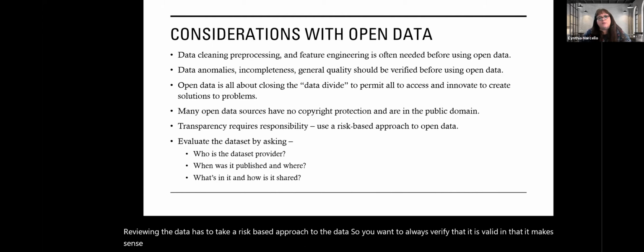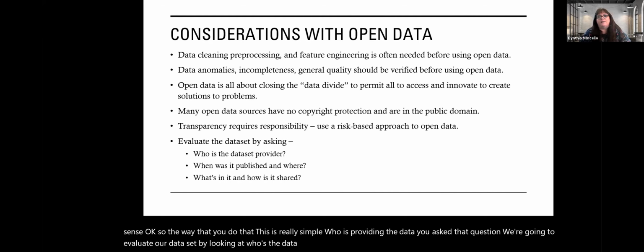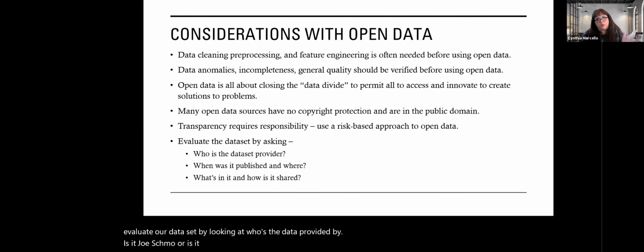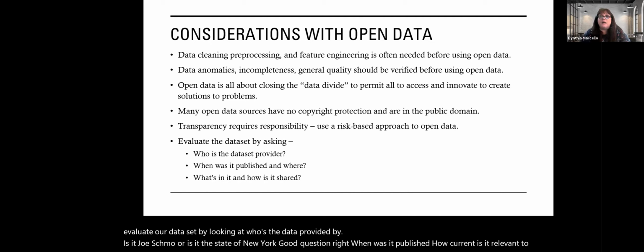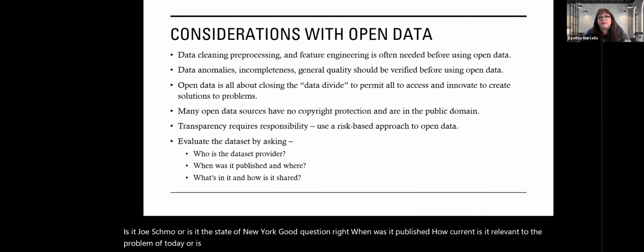So the way that you do that, this is really simple. Who is providing the data? You ask that question. We're going to evaluate our data set by looking at who the data is provided by. Is it Joe Schmo or is it the state of New York? Good question, right? When was it published? How current is it? Is it relevant to the problem of today? Or is this data set perhaps talking about something that happened 5 years ago and we know for a fact, based on observation, that things have changed? So when was it published and where?